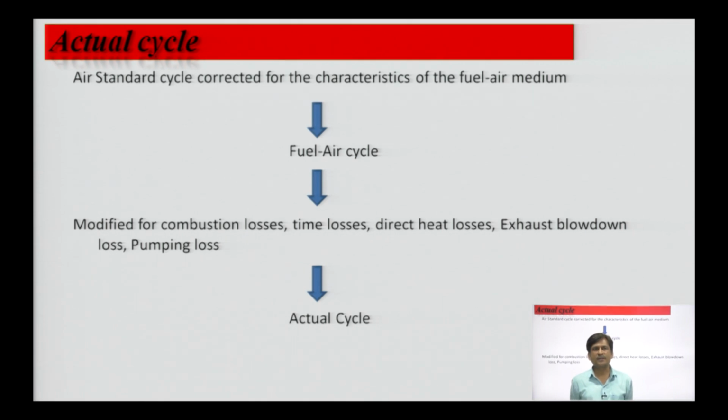So, what are the combustion losses? In the assumptions for the derivation of the fuel air cycle, I have taken the combustion to be instantaneous, which is not possible practically, because the crank travels during the combustion process. It is not possible that the crank remains at one position and combustion occurs. That is why here the combustion takes place in a finite interval of time. There it was instantaneous, in the fuel air cycle as well as in the air standard cycle.